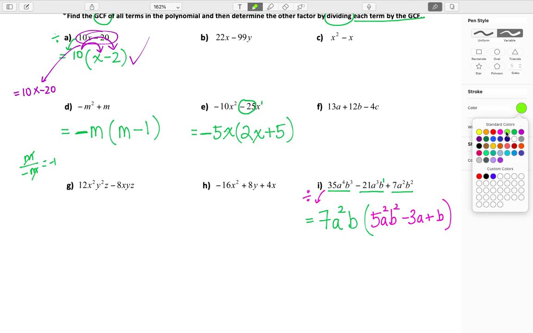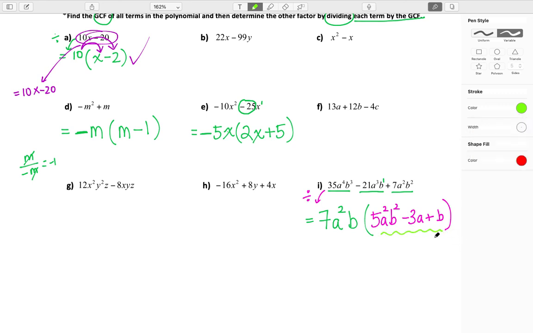You can double check by using the distributive property to see if you get the original expression, or double check inside the bracket and see if there's any other greatest common factor. But as you can see, there's no number or letter that goes into all 3 terms. So that means you did it correctly.